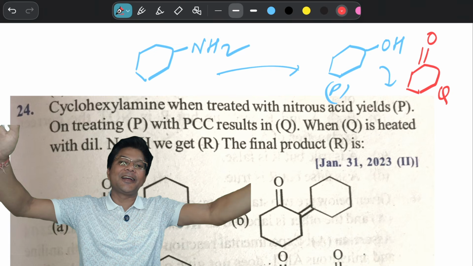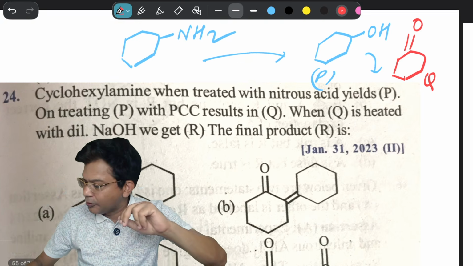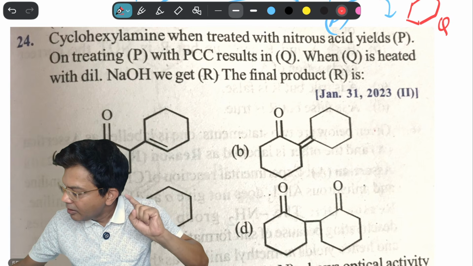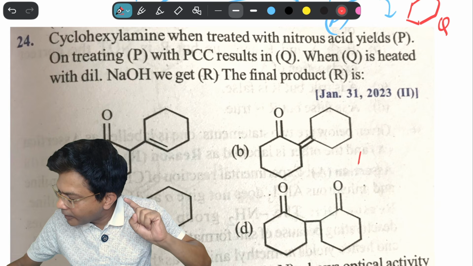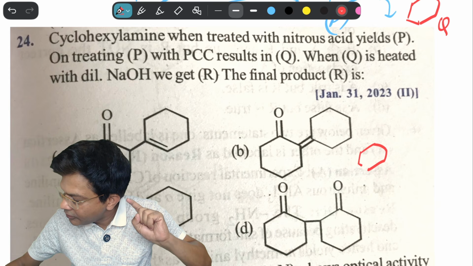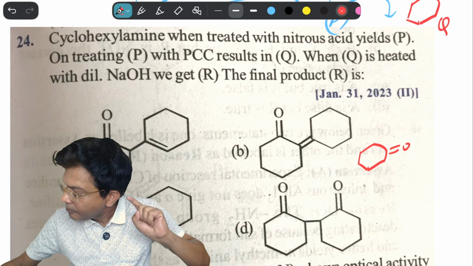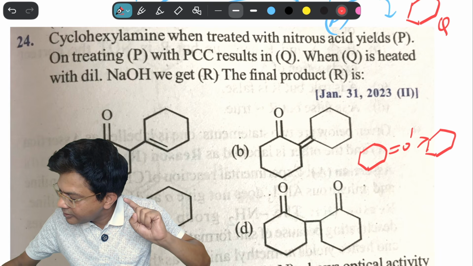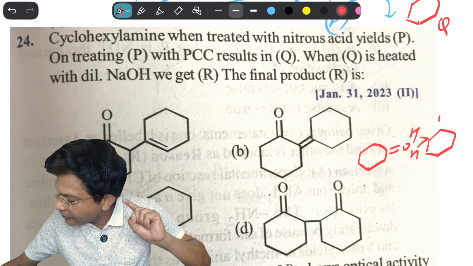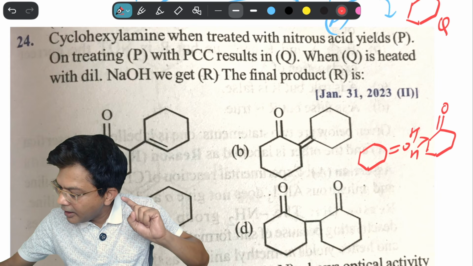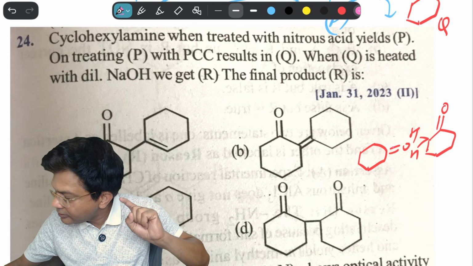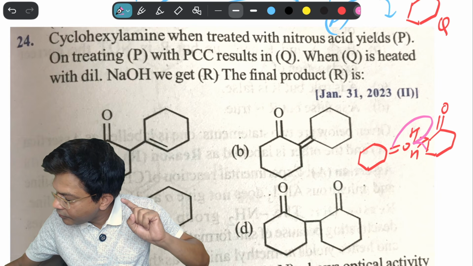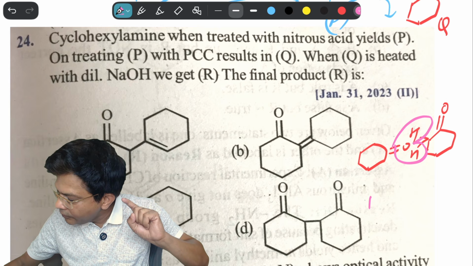Oh, aldol condensation. So, let's see how to do aldol condensation. We have to remove water. How will you remove? By taking alpha hydrogens, aldol condensation. Just remove water. We will get the answer.